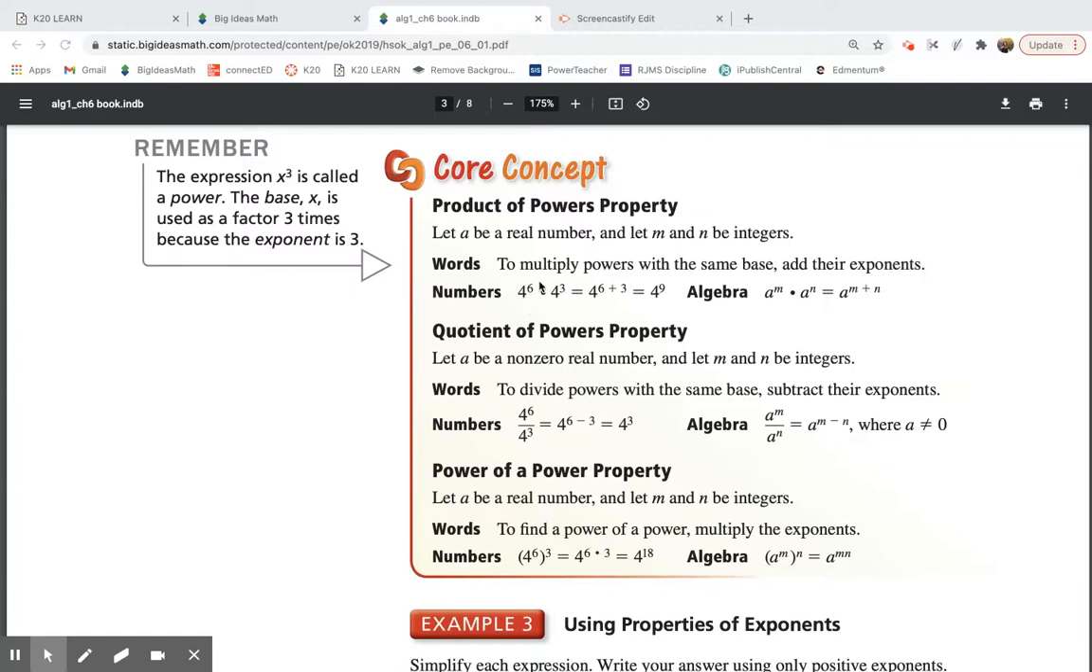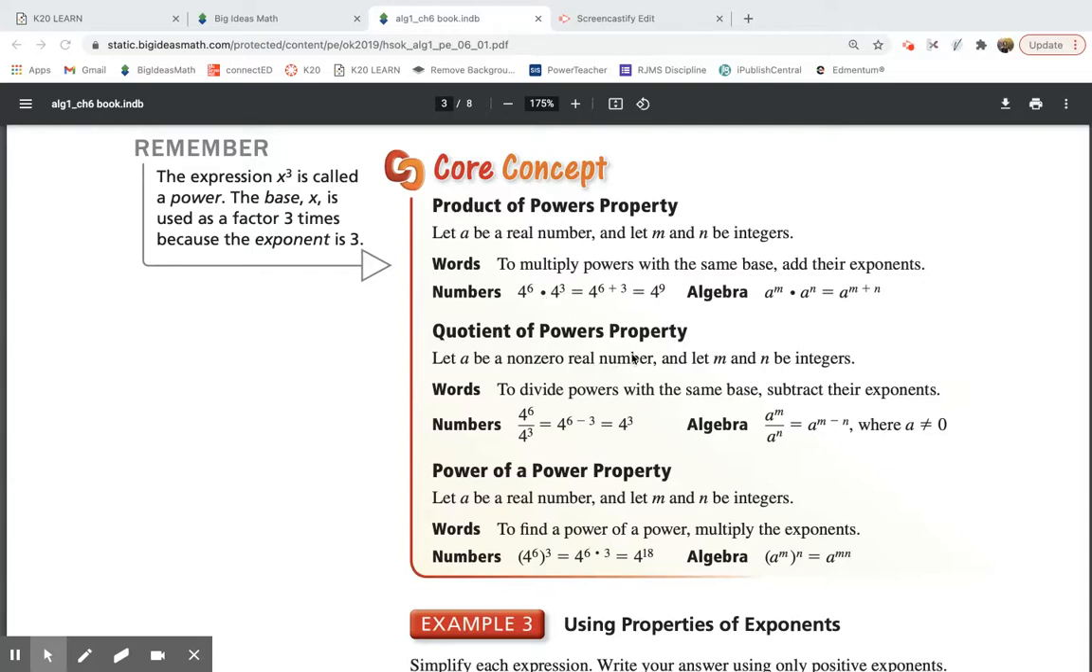So 4 to the 6th power times 4 to the 3rd power, we can rewrite that as 4 to the 6 plus 3 power. And then you can actually do that. 6 plus 3 is 9, so that would be 4 to the 9th power. And then if they told you to actually solve it, then you could work that out. But 4 to the 9th power. Okay, so then that was the product because it was multiplying.